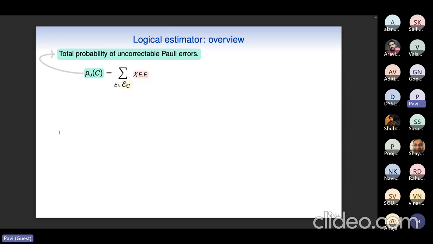Now the problem is, with all this information, how am I going to reach the logical error rate? Remember that if we only have Pauli errors, the error that persists on the logical information is basically the errors that cannot be corrected by the error correction scheme. So we only have to look at those errors that cannot be corrected by the scheme and sum the probabilities of all these errors. This is the total probability of error on the logical qubit.